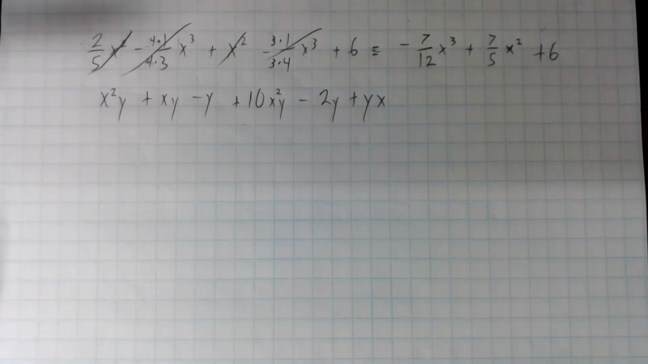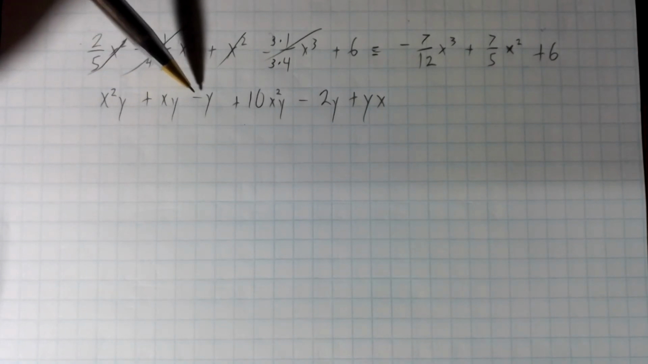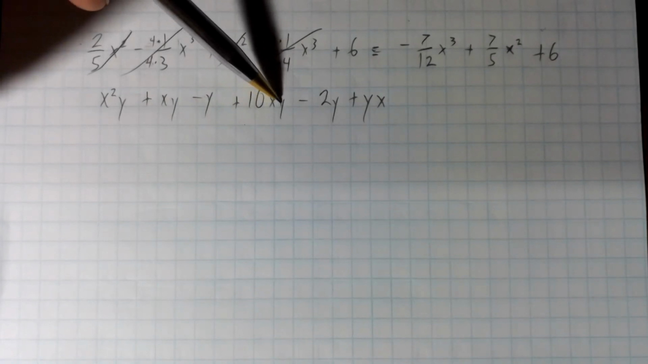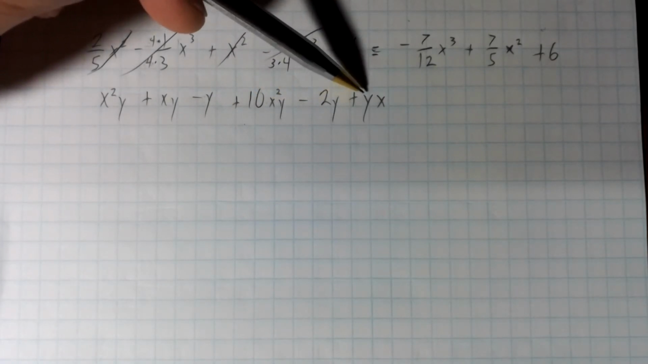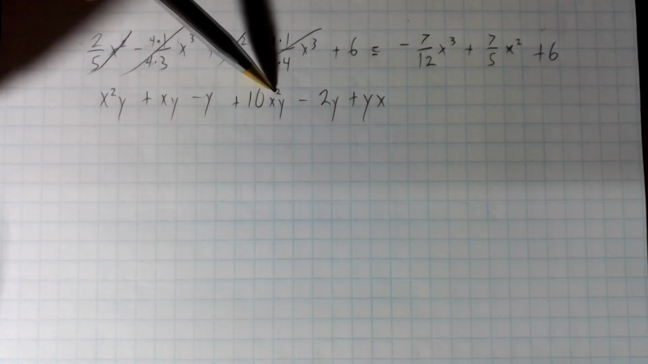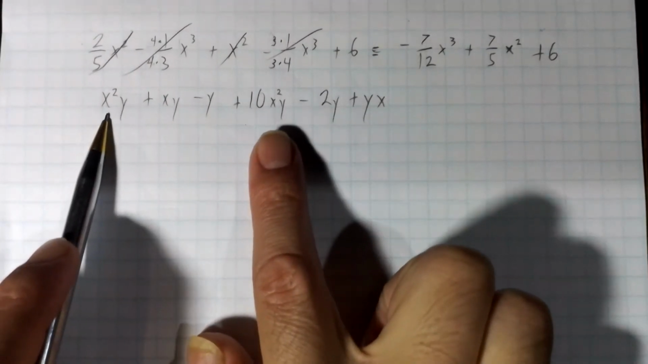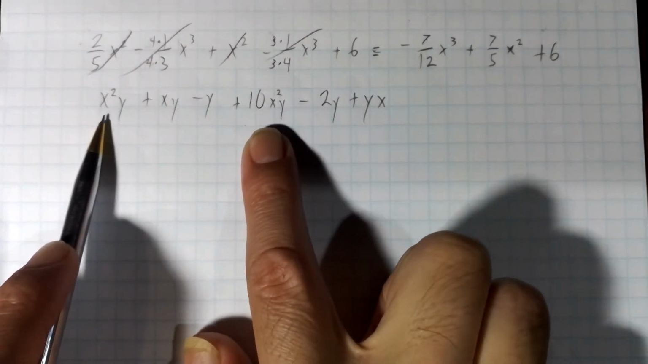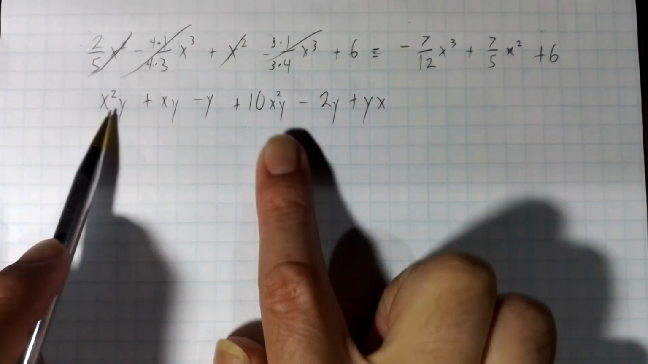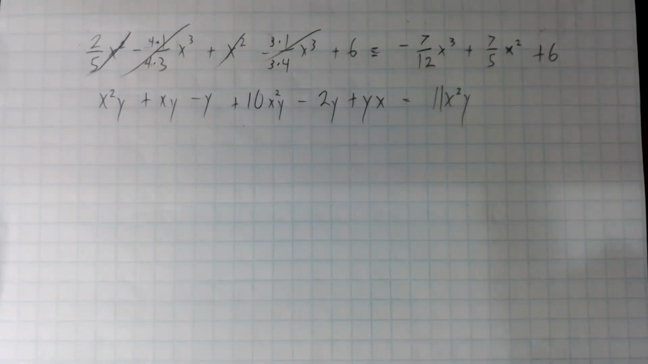Alrighty, we've got a lot going on here. X squared times y plus x times y minus y plus 10 times x squared times y minus 2y plus yx. So we have 1, 2, 3, 4, 5, 6 terms. I think the first terms I notice are probably these two that I'm going to add. I have 10x squared times y. This is an x squared times y. These are the same terms. I can add them. There it is.